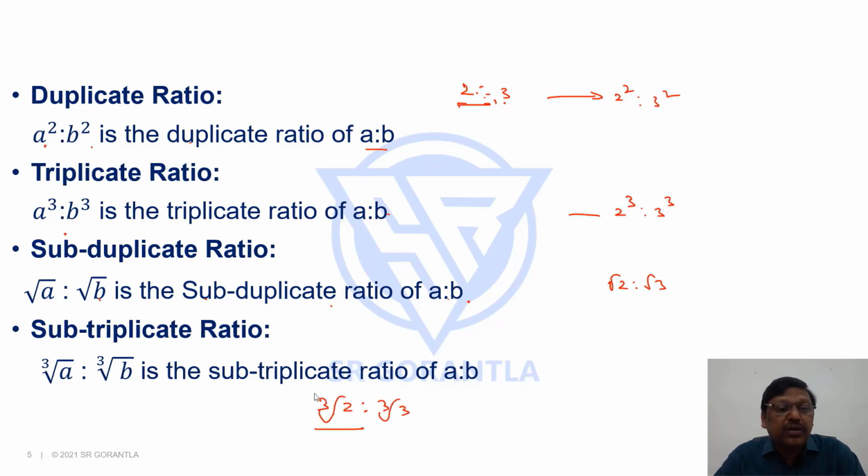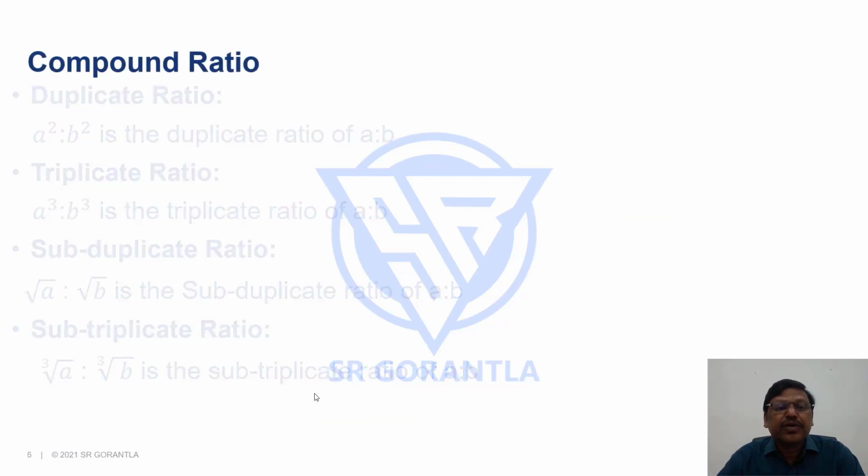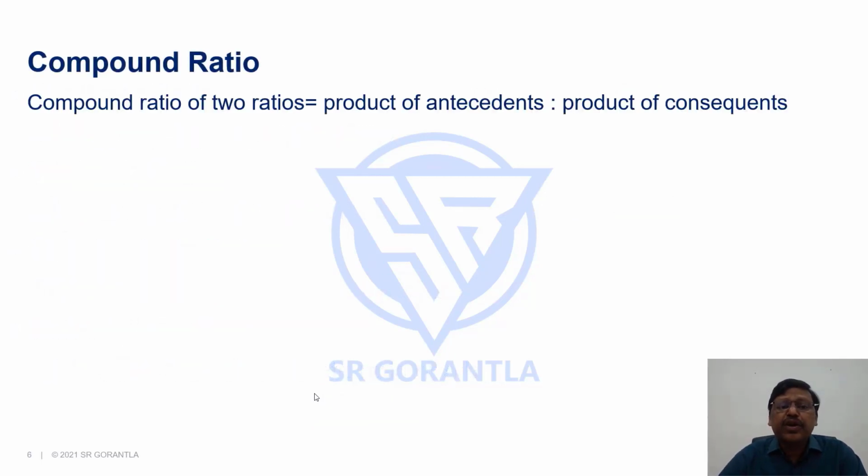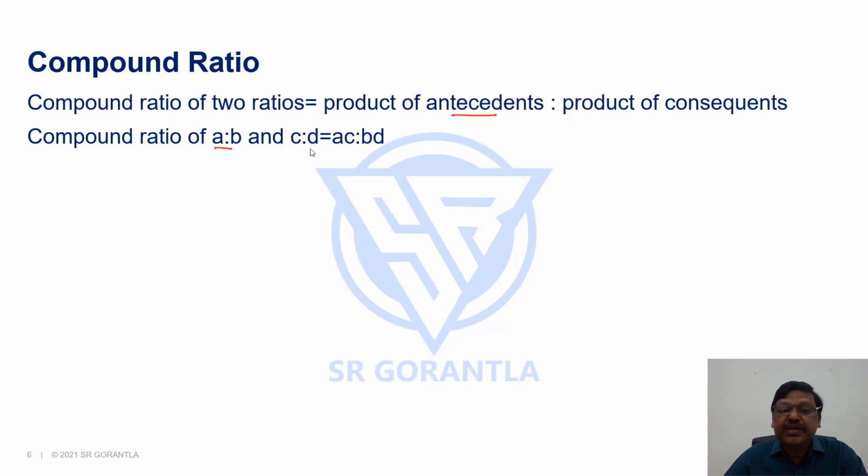And one more term is compound ratio. What is a compound ratio? Compound ratio of two ratios is the product of antecedents is to the product of consequents. Say if two ratios are A is to B and C is to D, the antecedents, meaning the first terms, A into C is to B into D.